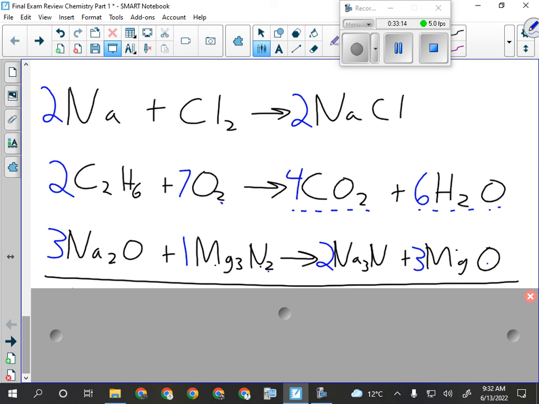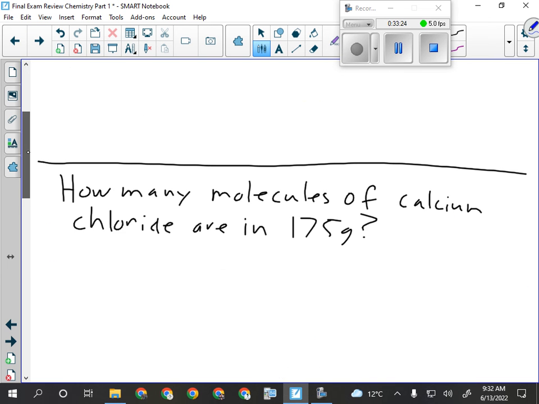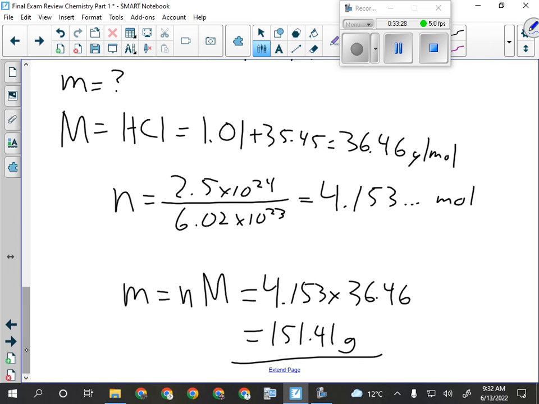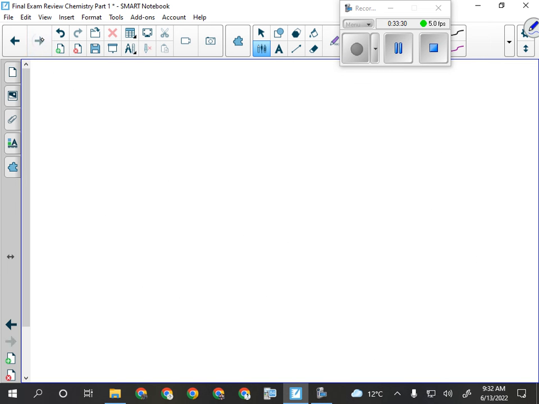Okay, before we do mole equation, I'm going to write a couple of predict the products reactions. Okay, and we'll see what we remember for that. So, write these ones down and give them a try.